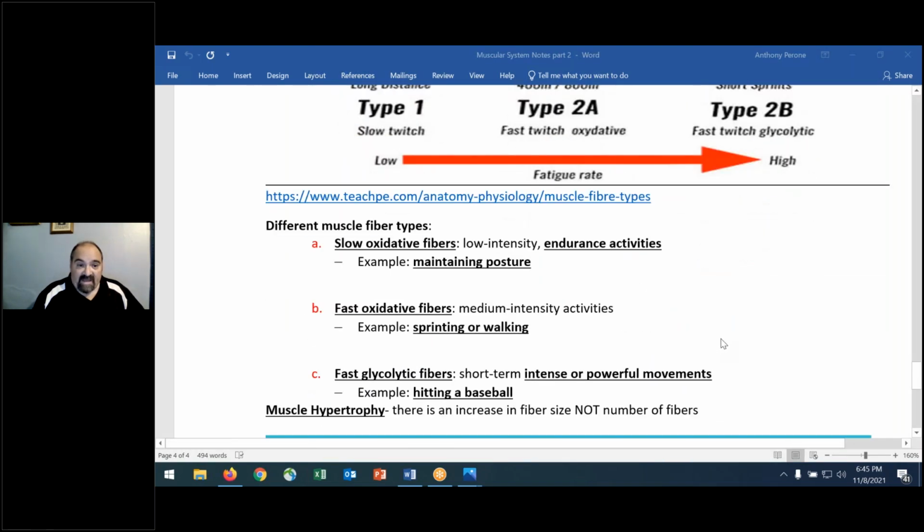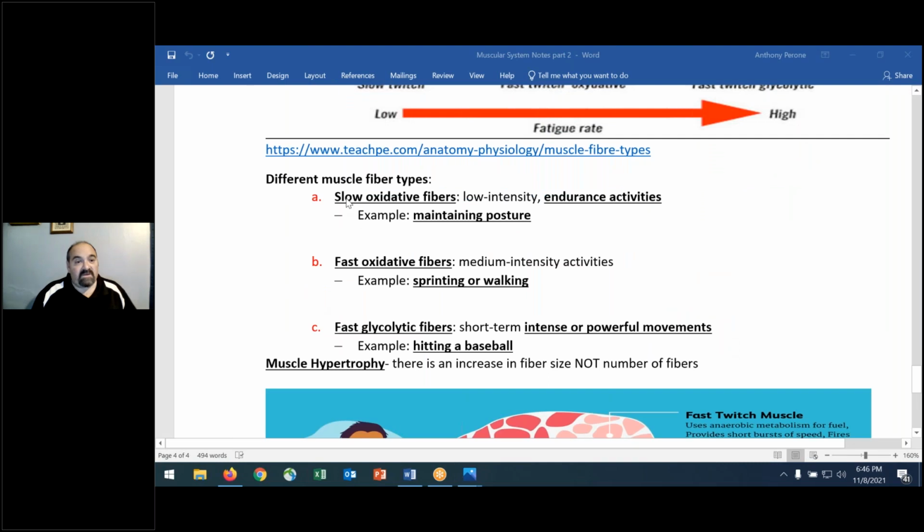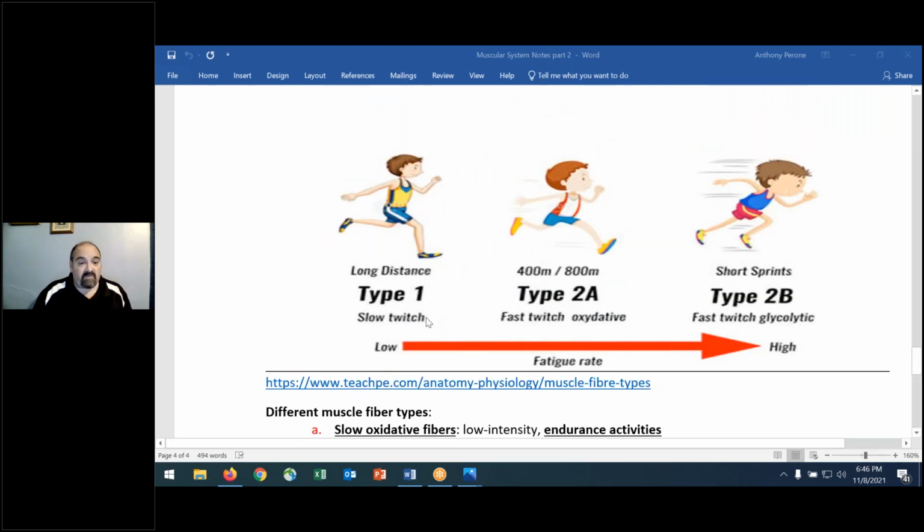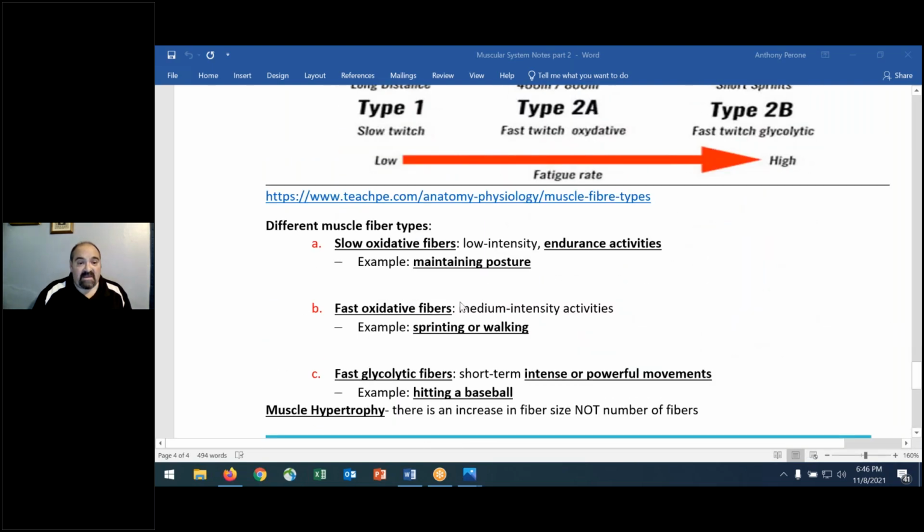And you'll see here, let's look here. So different muscle fiber types. The slow oxidative: as far as endurance activities, maintaining posture. So that's slow oxidative. And then you'll see here fast oxidative, again in the presence of oxygen, medium intensity activities, so sprinting and walking.